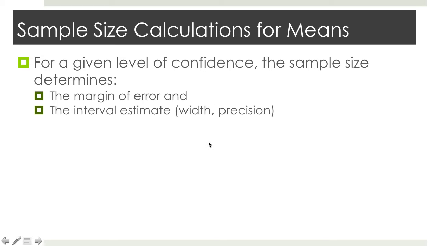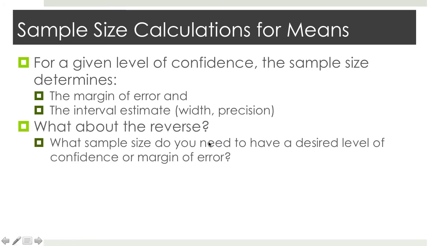means. So if we have a given level of confidence, such as 95% or 99%, the sample size that we have is going to determine the margin of error, as we've seen before, and the interval estimate, the width and the precision of the estimate. Now, what if we want to go in reverse? So we've already looked at this first scenario, and now we want to go in the reverse direction. In other words, what sample size would you need in order to have some desired level of confidence or some margin of error? So we're going in the reverse direction that we've gone up.